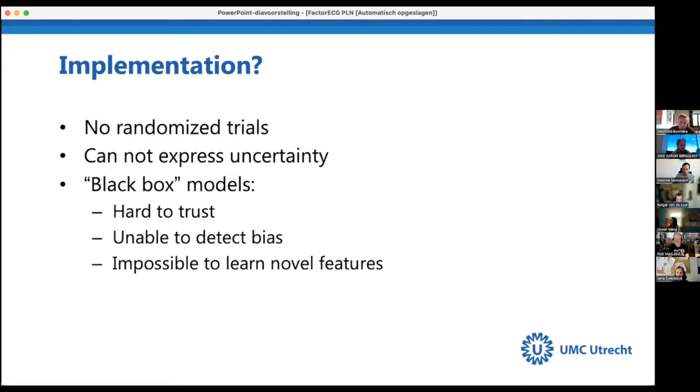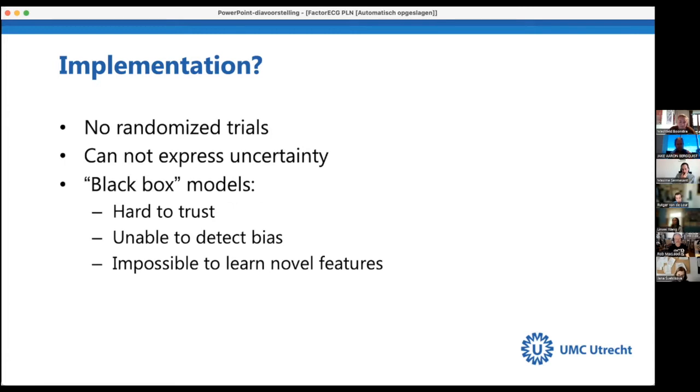We need to look better into the uncertainty of these models so that they can express when they don't know if they can make a prediction or not, or when they're unsure about their prediction. And then there's the problem of the black box nature of deep neural networks that everyone talks about. Because we just enter the raw ECG signal and we make some kind of prediction, but we don't really know what's happening inside. So we cannot really see what the network is doing with the data, what kind of features it learns, what it uses these features for.